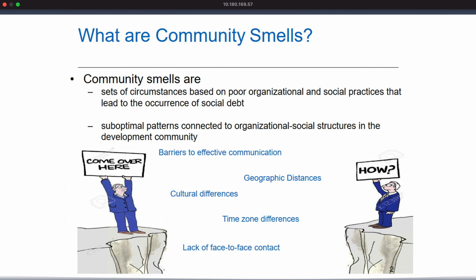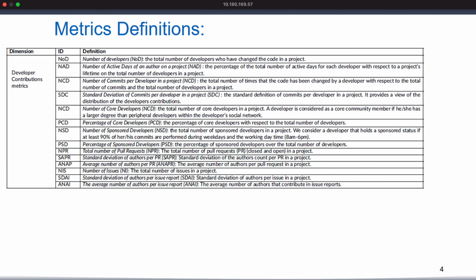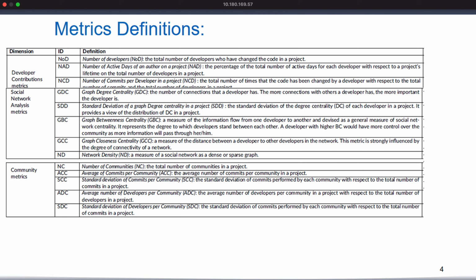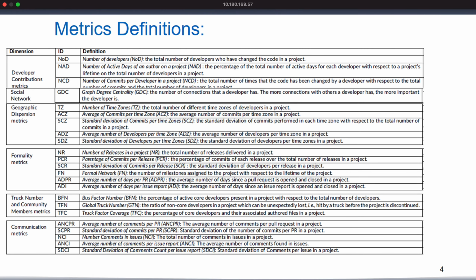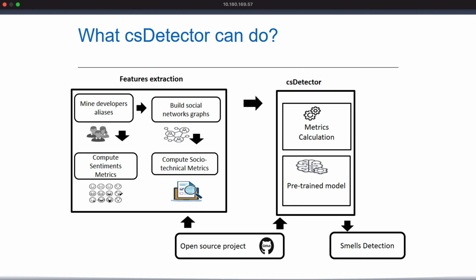Here are some examples that cause community smells: poor communication between developers, geographic distance, cultural differences, time zone differences, and lack of face-to-face contact. In our study, we present 10 community smells from different domains and concepts in open source projects. We identify a set of metrics that are related to community smells and to organizations, social structures, and open source projects, and also sentiment metrics that are related to community smells.